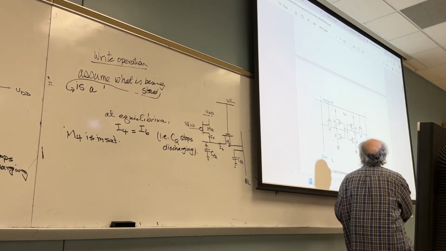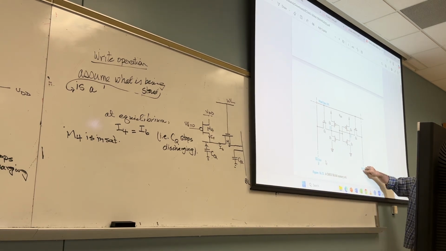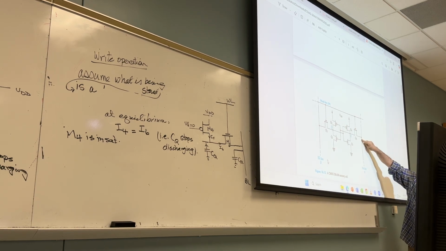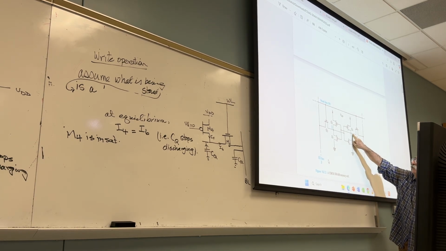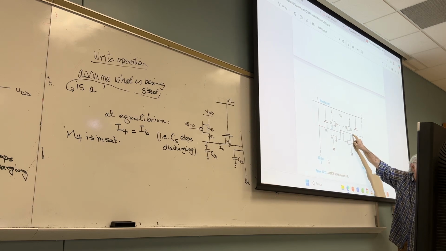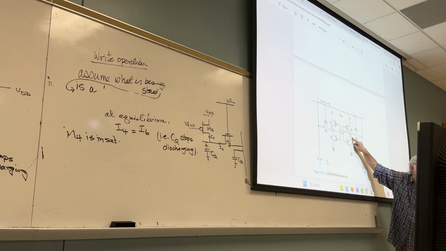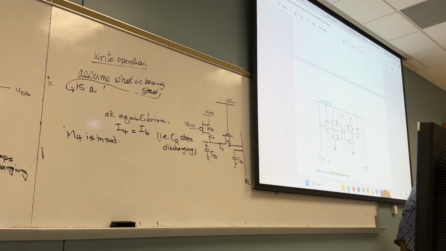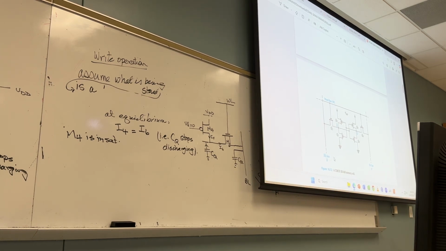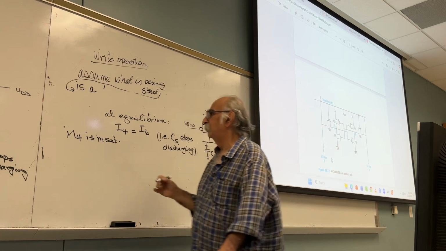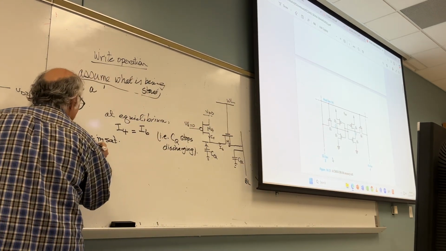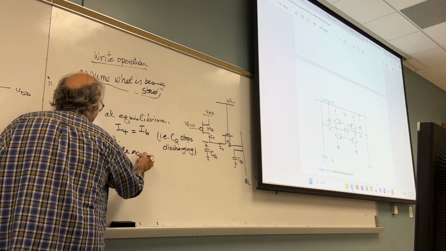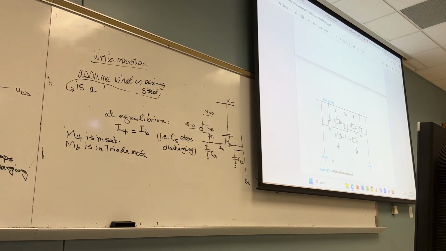Let's see. What did I pre-charge the bit line to? 0. I want to try 0, which means the bit line is the source and this is the drain. Current is coming here, but this voltage is small because the capacitor has discharged. So the VDS is small. Which mode are we in? Triode. M6 is in triode mode. Clear so far?